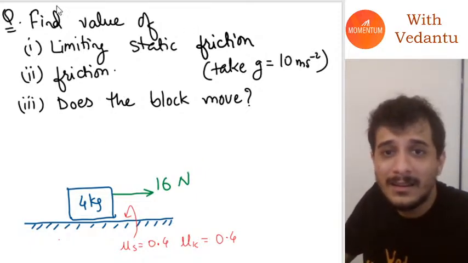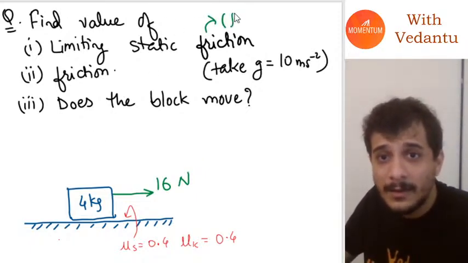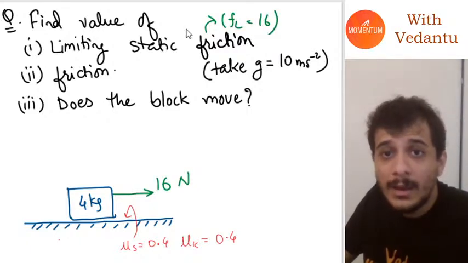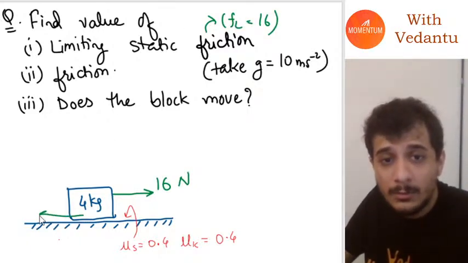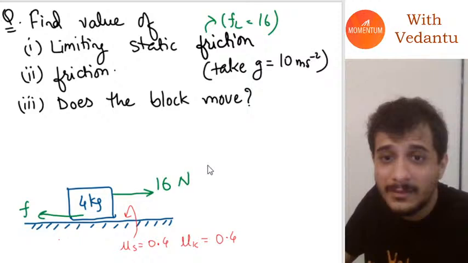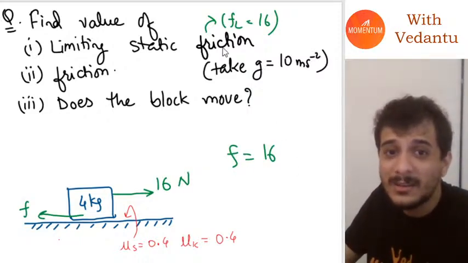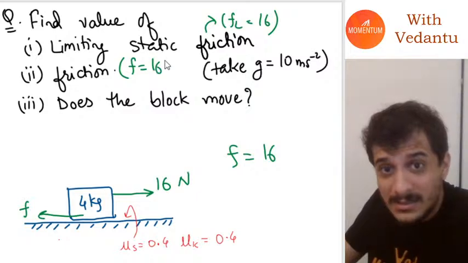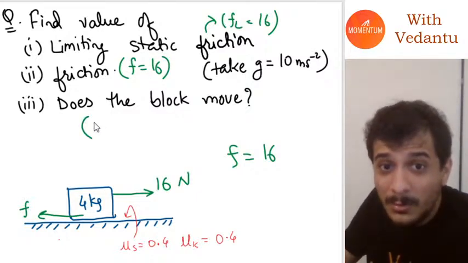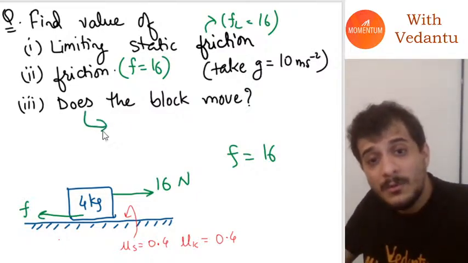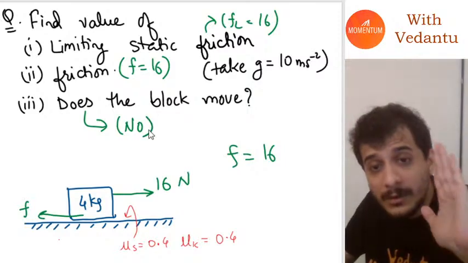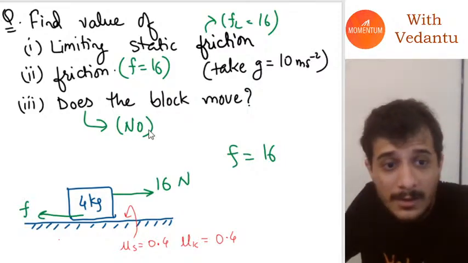Once again, see guys, the data is same. The limiting static friction FL is equal to 16. How much force of friction do we need to keep the block at rest? We require 16 Newton. Can it take a value of 16 Newton? Of course, it can. So force of friction will also be 16. In this case, will the block move? It will still not move.